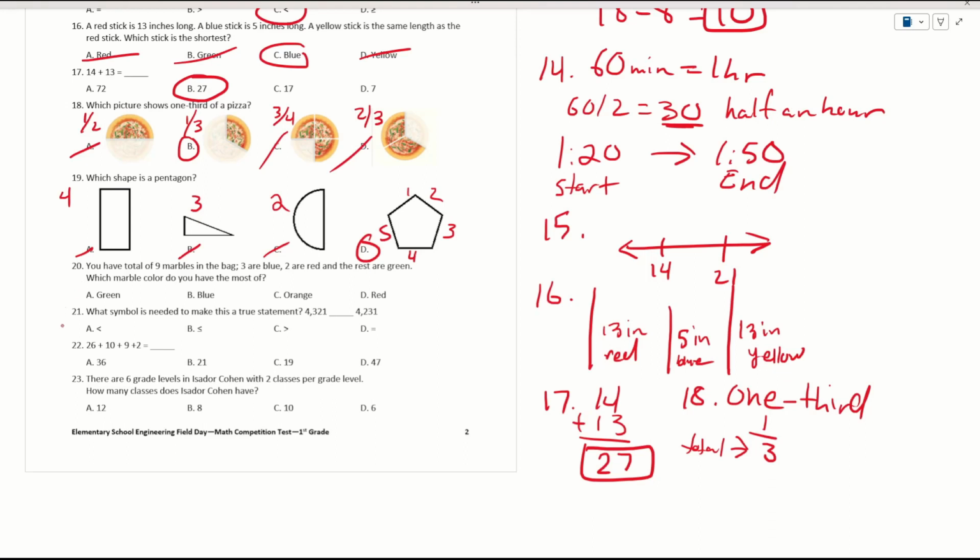Question 20. You have a total of 9 marbles in the bag. 3 are blue, 2 are red, and the rest are green. Which marble color do you have the most? Well, let's write down the information we have. So we have 9 marbles in the bag, so that's our total right here. We know that 3 are blue, so I'm going to say 3B. B stands for blue. 2 are red, and the rest are green. This is going to be a total of 5, okay? Now, I can just subtract 5 from 9, so 9 minus 5 is 4. So the rest are green.